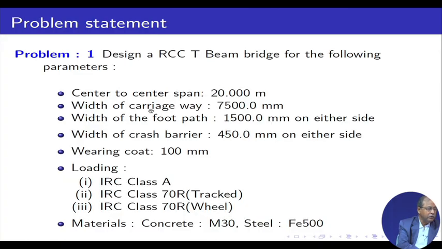So, we shall take that 20 meter span, width of carriageway 7500 millimeter, width of the footpath on both sides 1500 millimeter on either side, width of crash barrier 450 millimeter on either side, wearing coat 100 millimeter, loading obviously IRC Class A, IRC Class 70R tracked, IRC Class 70R wheeled, material concrete M30 and steel Fe500. So, this is what we are considering.